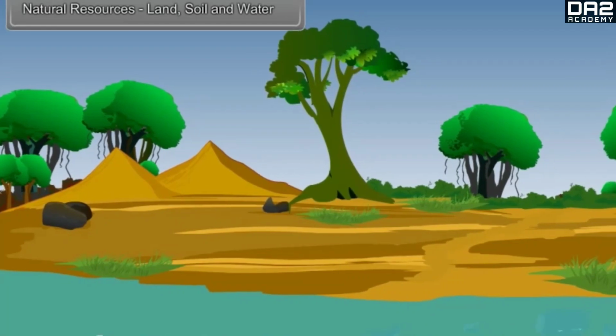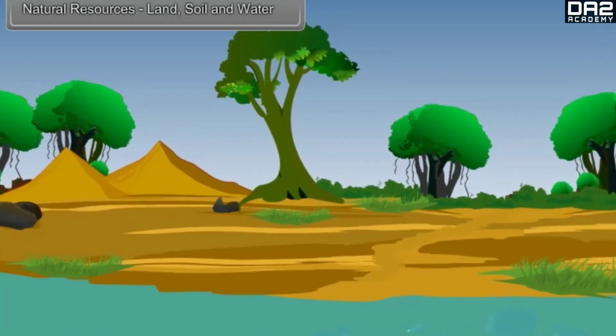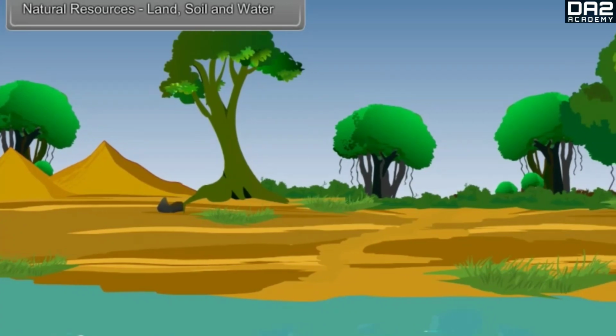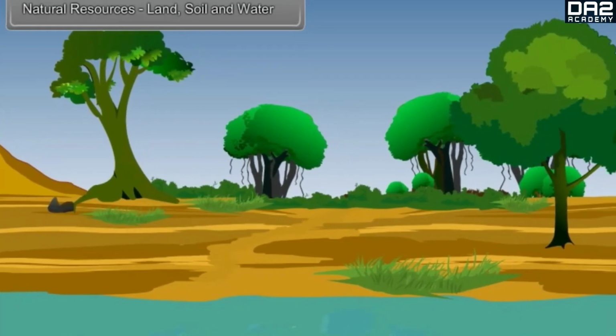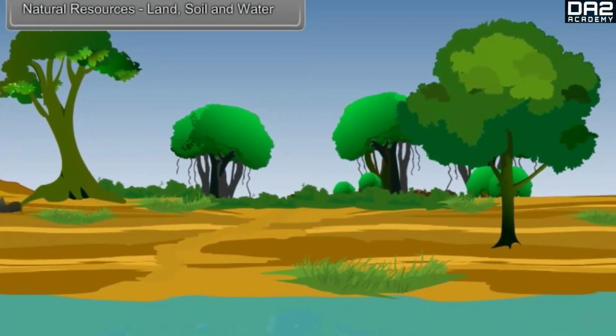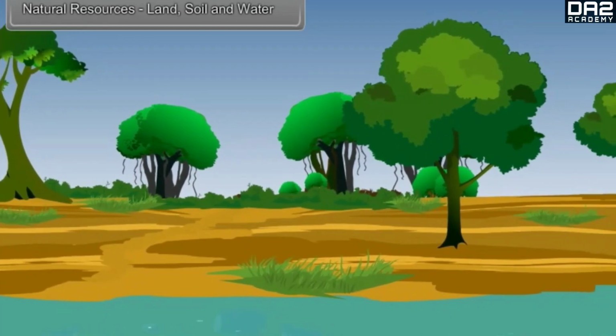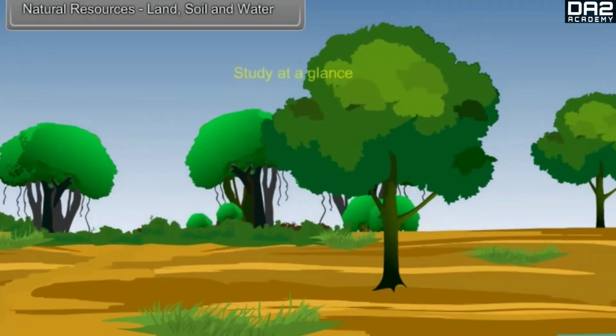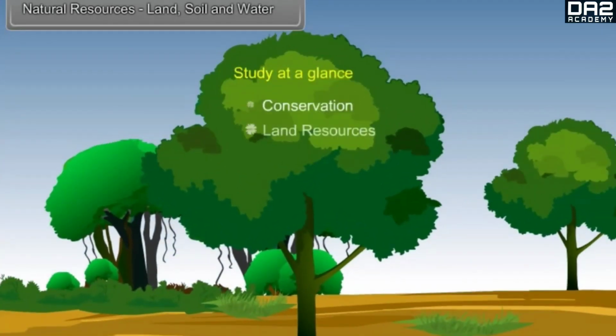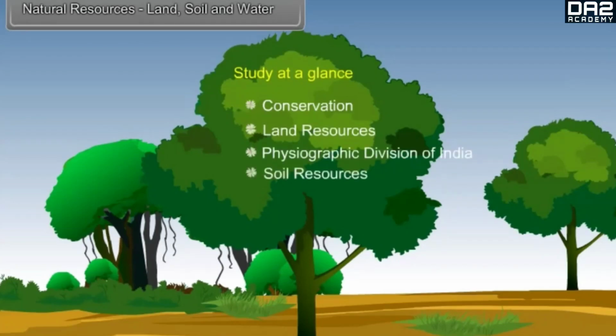Natural resources are crucial for economic development of a region or a country. Distribution of resources of various types in the world is highly uneven. As a result, great variations are observed in the levels of development, not only among different countries, but also within a country. Study at a glance: conservation, land resources, physiographic division of India, soil resources, and water resources.